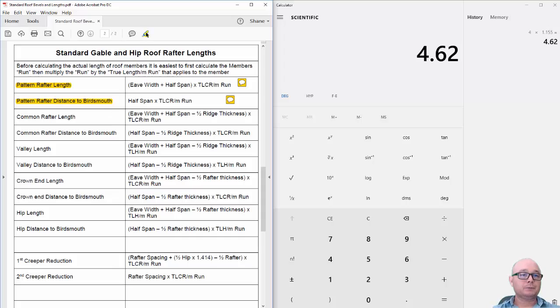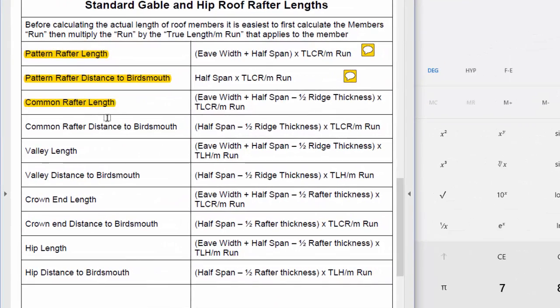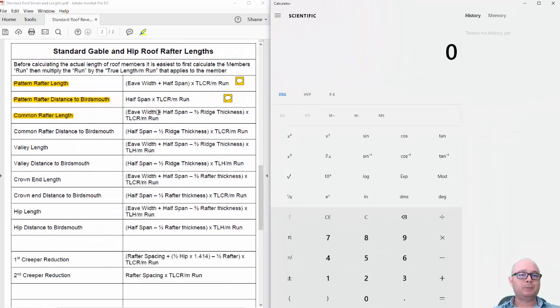Next calculation is for the common rafter length. The formula for common rafter length is eave width plus half span minus half the ridge thickness, in brackets, times the true length of common rafter per metre run. We already know that the eave width is 600 millimetres, the half span is 4 metres, and the ridge thickness is 20. We need the half ridge thickness, which is 20 divided by 2, so 10 millimetres.